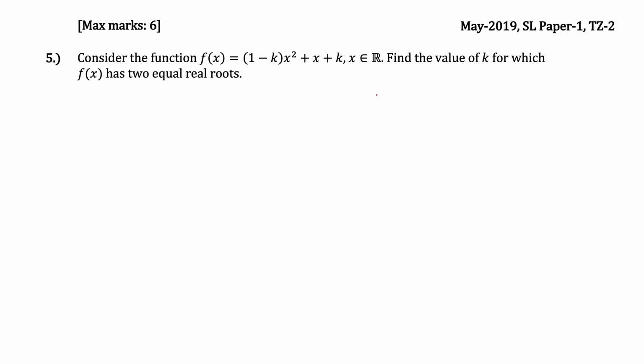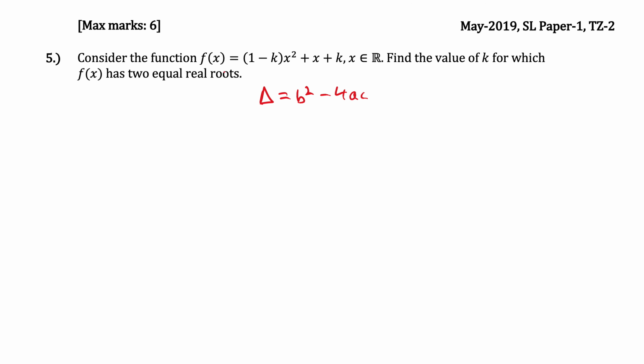So to find the value of k, we need to use the discriminant of a quadratic, which is equal to b squared minus 4ac. And you also need to know that if the discriminant is less than 0, then the quadratic has no real roots, or it has complex roots. If the discriminant is equal to 0, then the quadratic function has two equal real roots. And if the discriminant is greater than 0, then the quadratic has two distinct real roots.